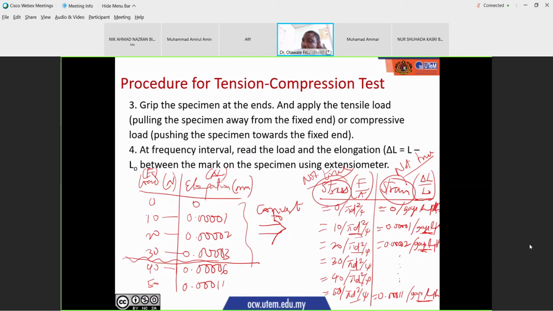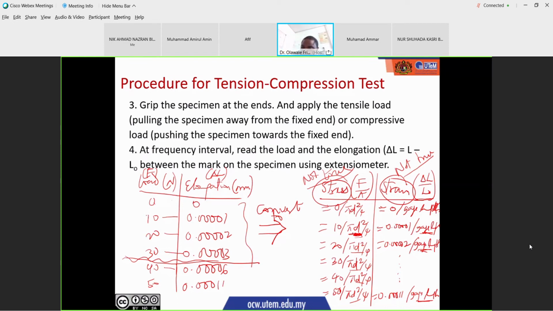Then now, let me ask you a question. If I want to determine the true stress at this point, what can I do to get it? If I want to get the true stress at 10 Newton, what am I going to do here? Hello, is anybody there? What do you think I can do to get the exact stress at that point?